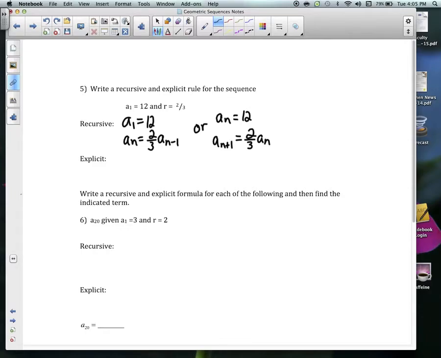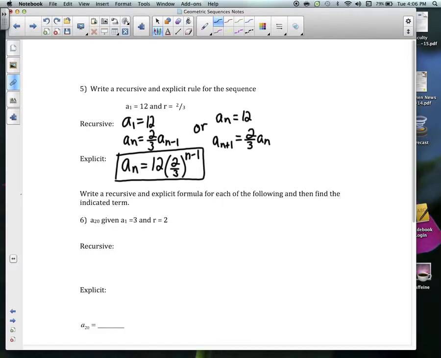Again, the only difference there is that the first one talks about the previous term, the second version talks about the next term using the n+1. You generate the stuff the same way. Explicit, again, I'm using parentheses. Always to the n-1 for that.